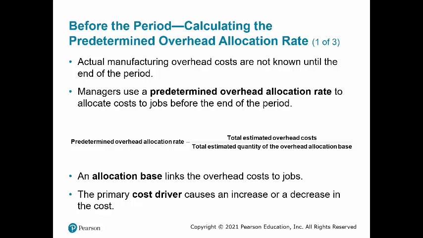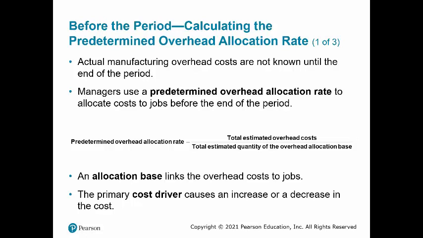So the allocation rate will be calculated by taking the total estimated overhead costs for the year, and we would divide that by a total estimated quantity of an overhead allocation base. What the allocation base is, is just a way that will link or connect the usage of these overhead costs, in the most practical way, to the individual job.